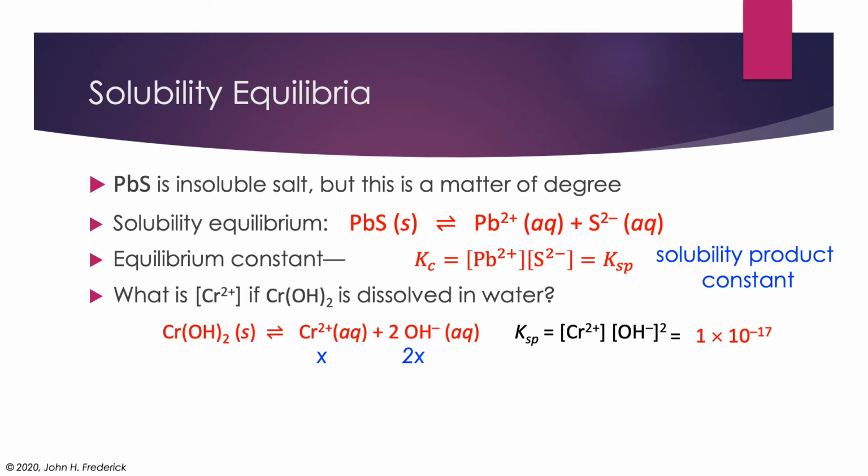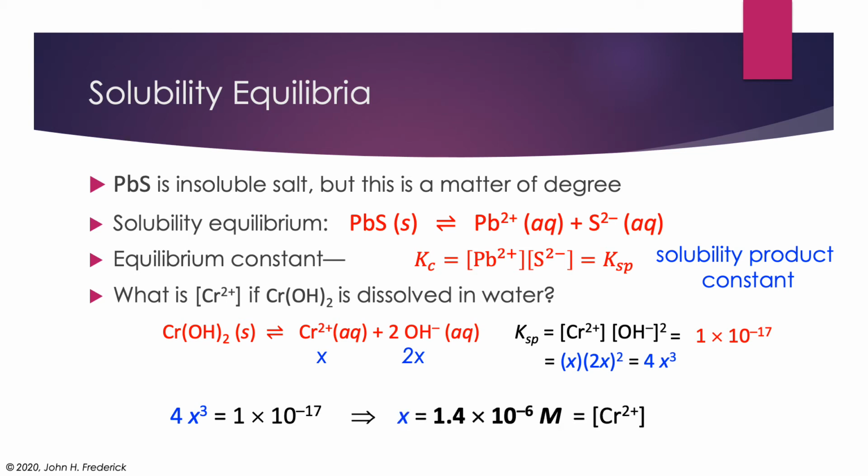So now I simply substitute x and 2x in for those two concentrations in the expression for KSP, which means that I've got 4x cubed. And the mathematical equation that I'm going to need to solve is 4x cubed equals 1 times 10 to the minus 17. So now if I solve that, I would find that, in fact, x is equal to 1.4 times 10 to the minus 6 molar. So it's really a very slight concentration that represents the chromium ion in this particular solution.